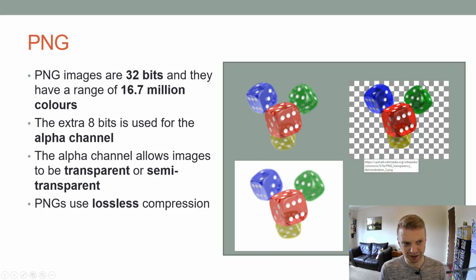Sometimes you'll get this because you accidentally saved the PNG as a JPEG, but if you download it as a PNG, you won't have the background and it'll look like this. And this is the PNG saved as a JPEG, so it's got a background. They use lossless compression as well, so they don't lose any quality.